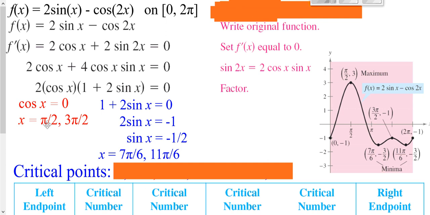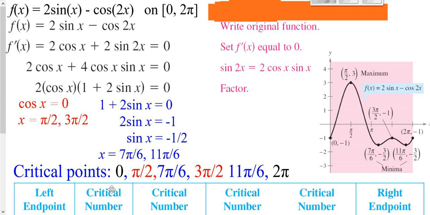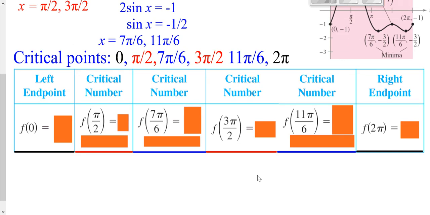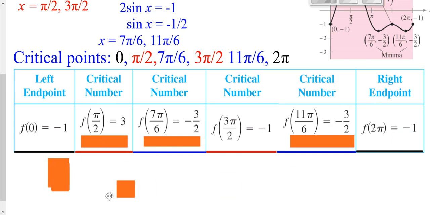So you have 2 critical points in red, 2 critical points in blue, plus your 2 endpoints. If you would list them all in order, they would be in this order here. So all we'd have to do now is go ahead and try each one of these critical points in your original function. If you plugged in 0 into the original, you would get this. Plugged in pi over 2, you would get this. Plugged in 7 pi over 6, you would get this. Plug in 3 pi over 2, you would get this. Plug in 11 pi over 6, you would get this. And plug in 2 pi, you would get negative 1.